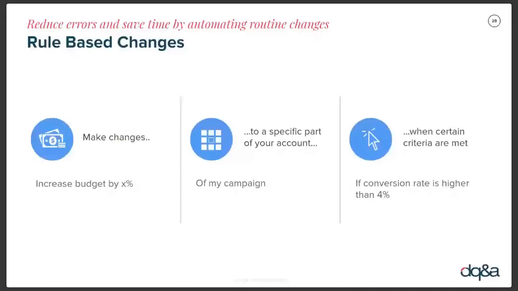You can also say, okay, if a keyword isn't performing at all, please put a label on it and report it to me via email. So you basically don't really have the need to look into the account all the time and check everything by yourself. Basically, you can set up rules, so the system is going to notify you automatically.